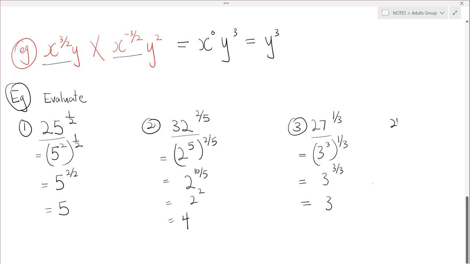So if this was negative now, 27 to the power of negative a third, still 3 cubed, all right, to negative a third. We can still say 3 to the power of negative 1. And if we don't want our answer to be, again, negative, we just put 1 over 3 to the power of 1, right? But we don't need to put it in because it's just a 1. So 1 over 3.